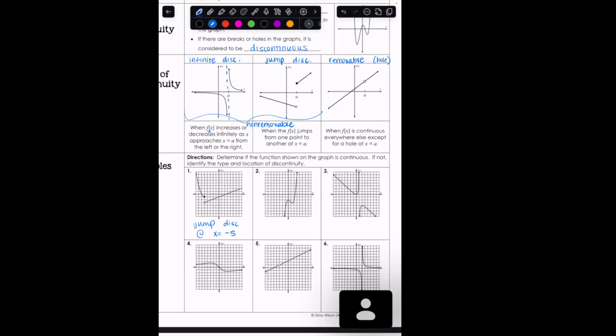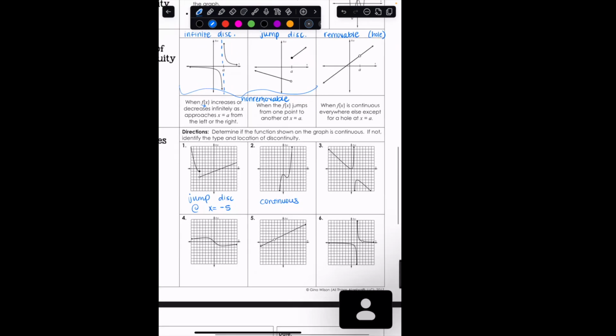All right, what about number 2? It is a continuous function. Yes, it is a continuous function. You can trace it all the way from left to right, no problems. What about number 3? It's discontinuous and it's infinite. Yes, perfect. So infinite discontinuity at x equals 1.